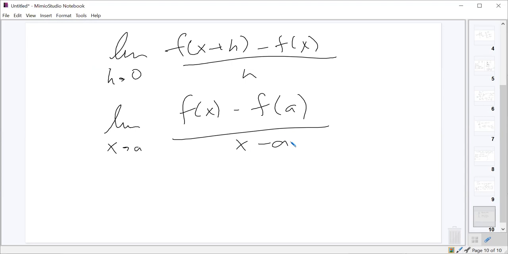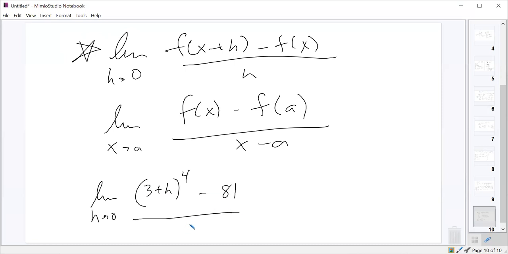So there are two different ways that this can be written. This first one is the one that's more often used, which is why we do it more often in our class. But this one is just as good. And you'll often see multiple choice questions where they'll ask you, what's the limit as h approaches 0 of 3 plus h to the 4th minus 81 over h? Okay, they'll do something like that.